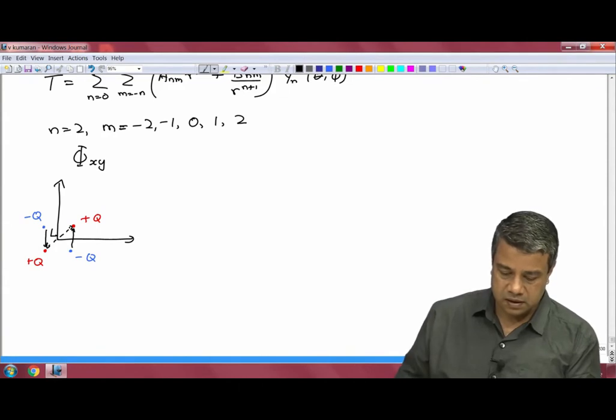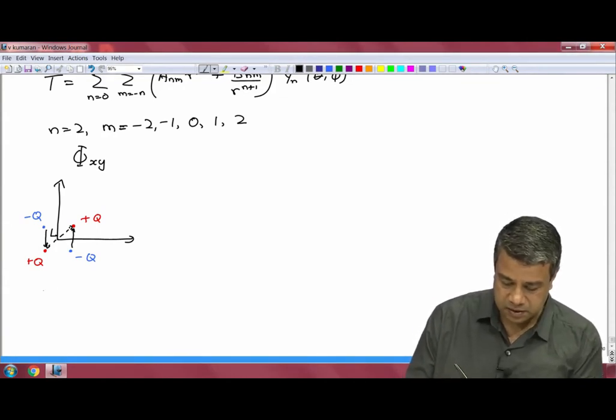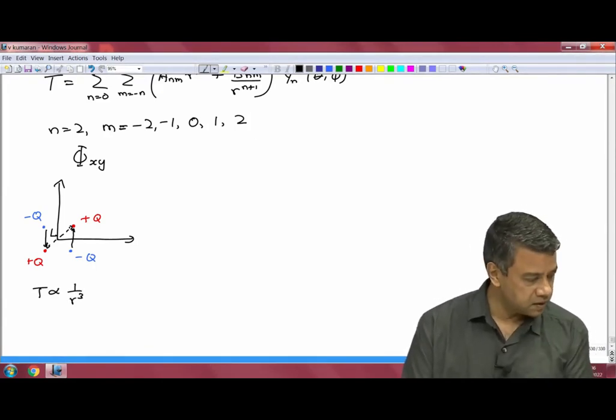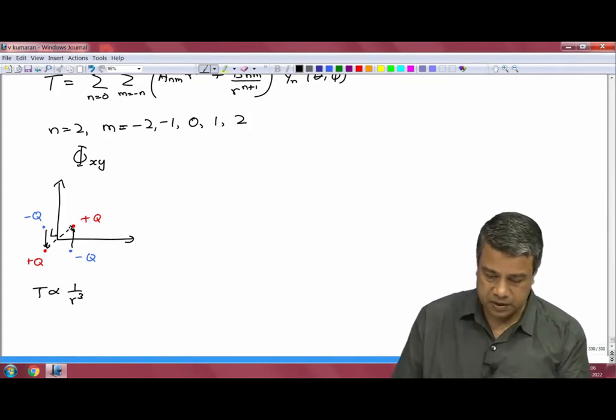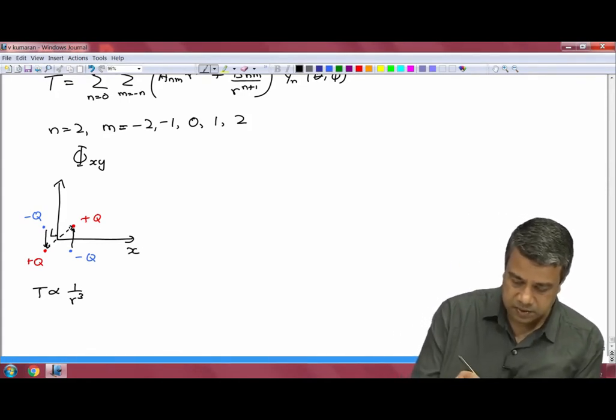Therefore, the temperature field due to this is proportional to 1 over r cubed. So, this is the function phi x y. This is in the x y plane.